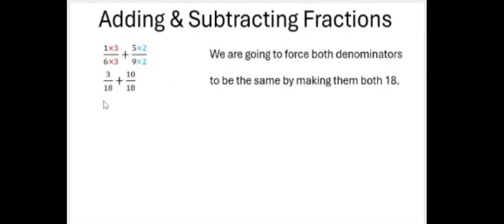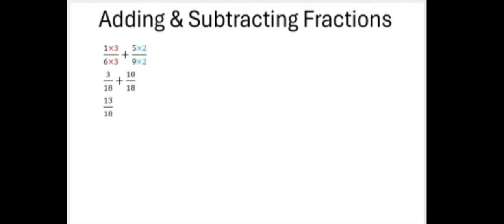I now have matching denominators, which means I can now add the tops. 3 plus 10 is 13 over 18. This one doesn't reduce, so I'm done. There's nothing that goes into both 13 and 18. It's not an improper fraction, so there's no second option. That is my answer right there, 13/18.